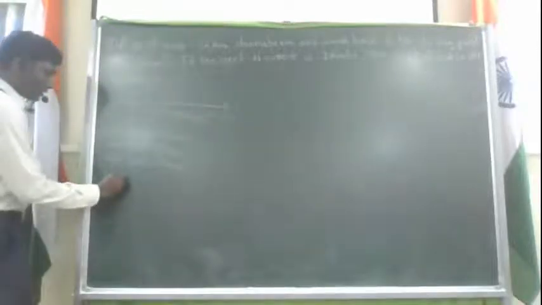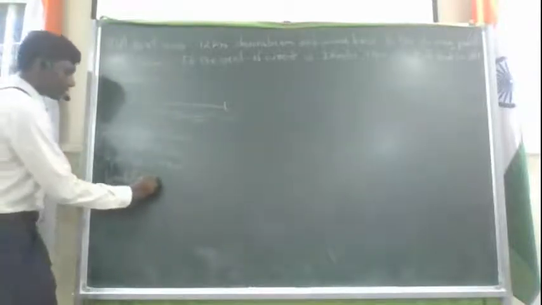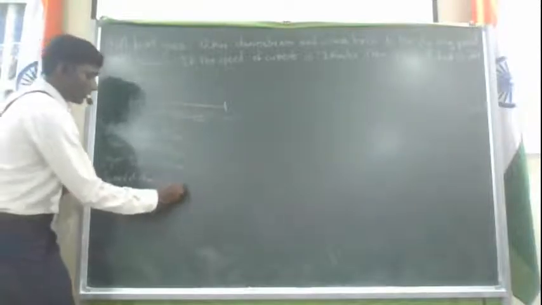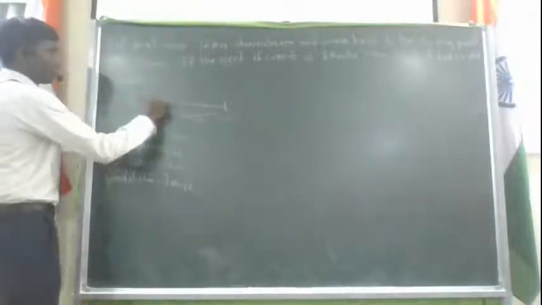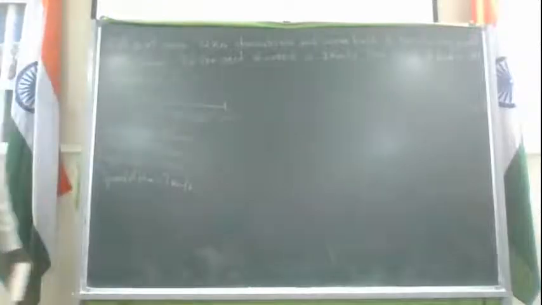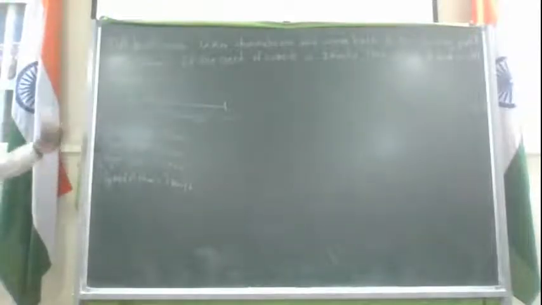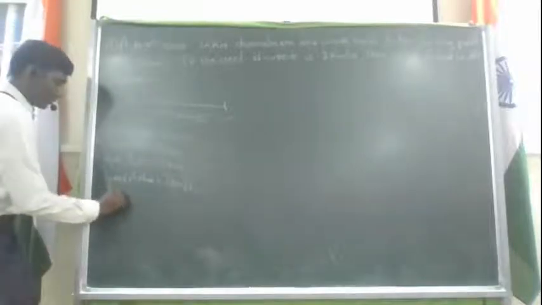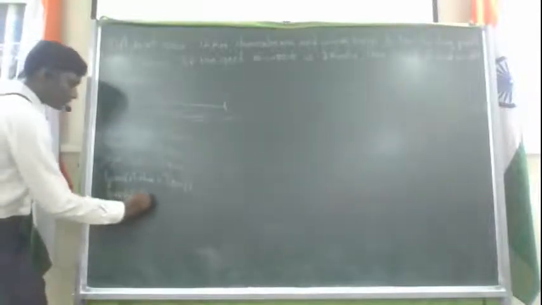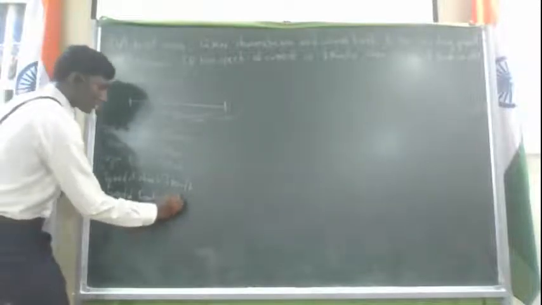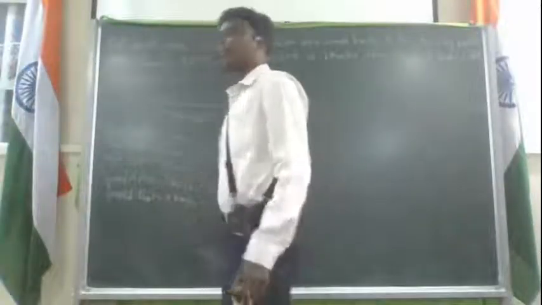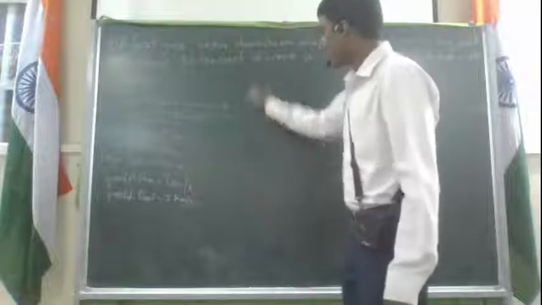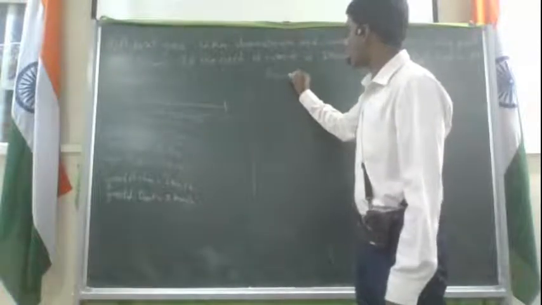That means speed of stream, how much have they given? 3 kilometer per hour. Do you know the speed of the boat? No. So what will I do? Consider it as x. Speed of boat is equal to x kilometer per hour. Correct? Okay. What is given here is the total time.